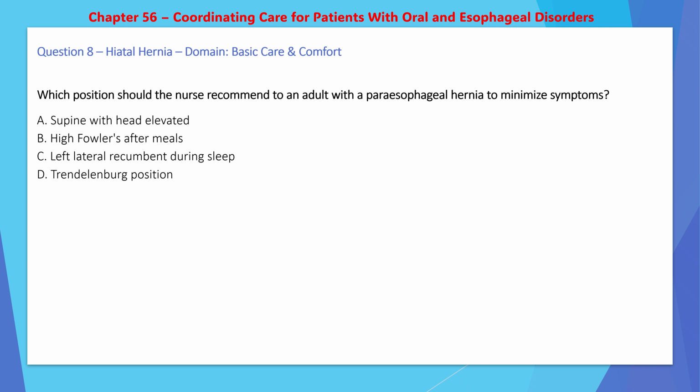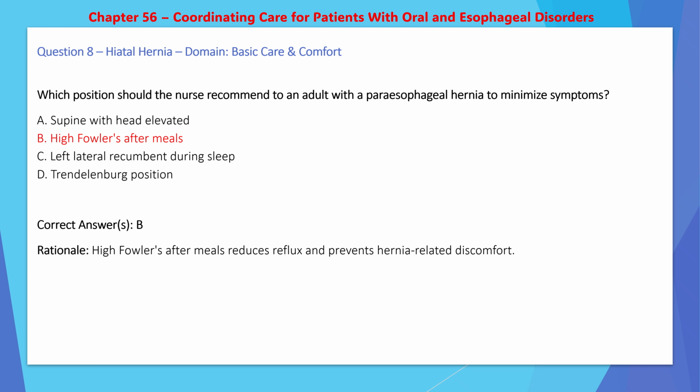Question 8. Hiatal hernia. Domain: basic care and comfort. Which position should the nurse recommend to an adult with a paraesophageal hernia to minimize symptoms? Supine with head elevated, high Fowler's after meals, left lateral recumbent during sleep, or Trendelenburg position. The correct answer is high Fowler's after meals, because it reduces reflux and prevents hernia-related discomfort.